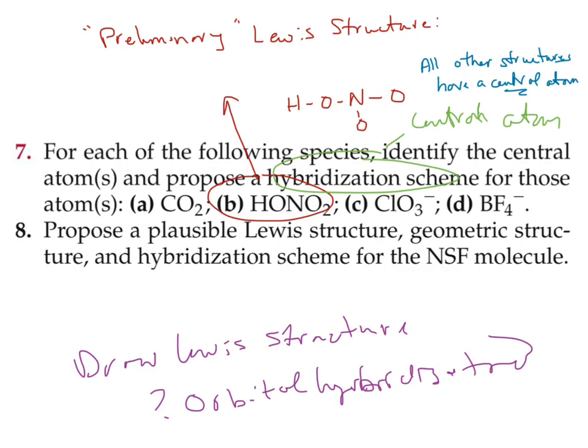The BF4, those are both polyatomic anions. Boron's in the middle, 4 fluorines coming out. And you should be fine with 8 also. Draw the nitrogen, sulfur, and fluorine, what that Lewis structure would look like.